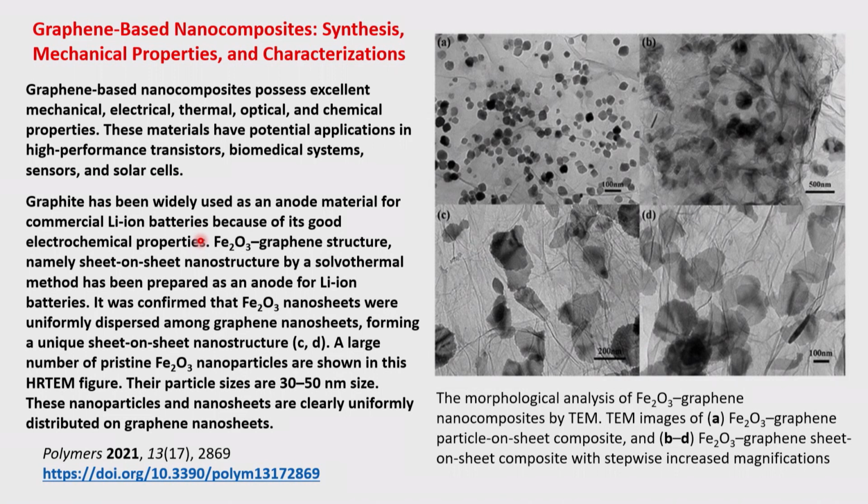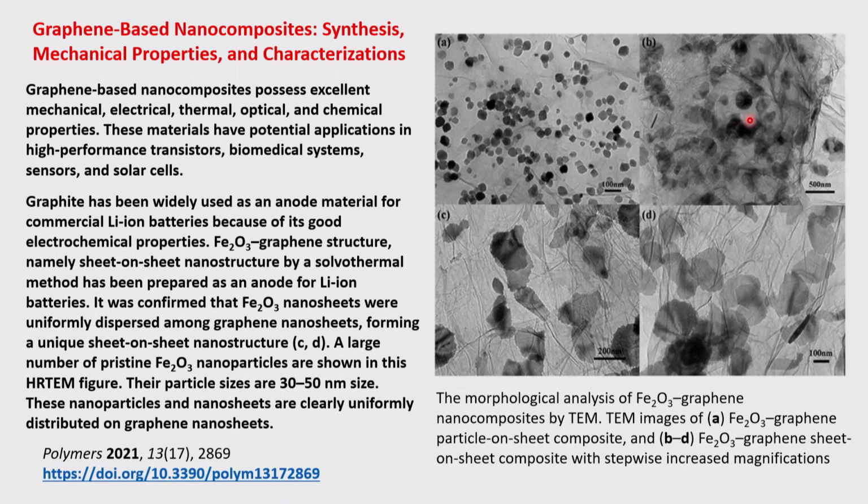So here is an example, a morphological analysis of Fe2O3. Again, draw your attention to this slide, please. We have the TEM shown here for the Fe2O3 graphene nanocomposite. A is Fe2O3 on a graphene sheet, and B, C and D are the Fe2O3 graphene sheet on sheet. So the sheets are getting overlaid, and then you have the nanoparticle on that. So that is another kind of composite.